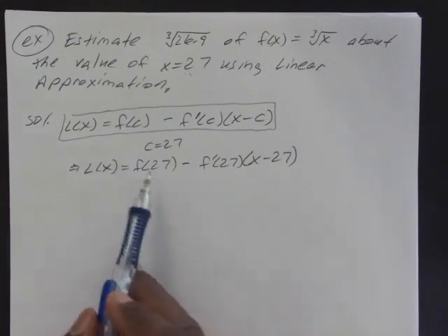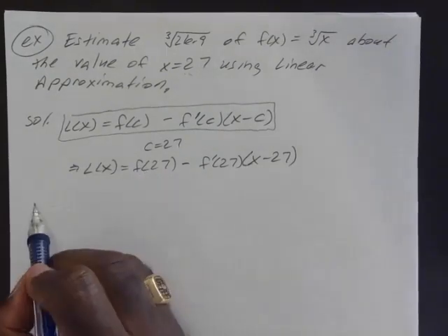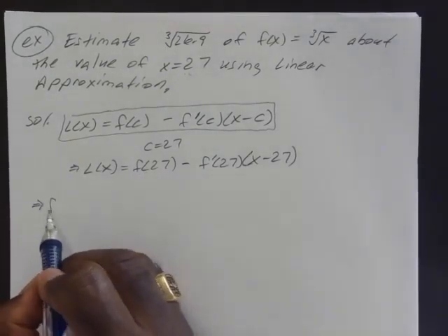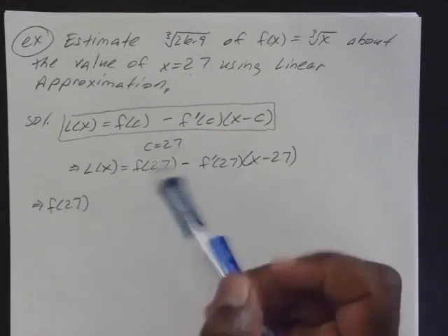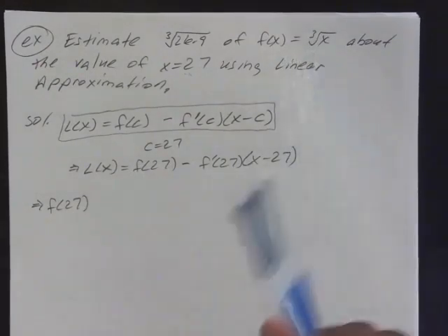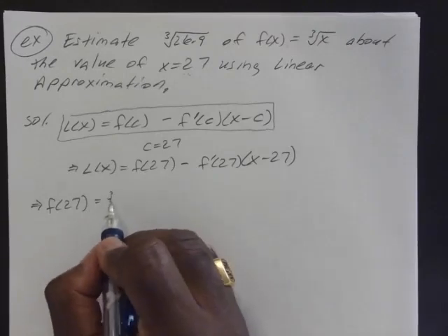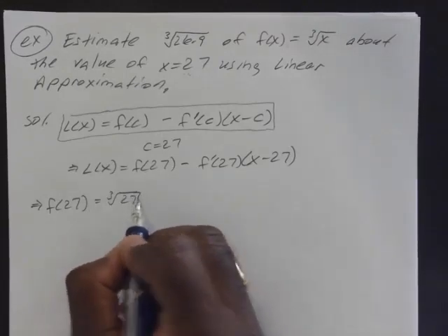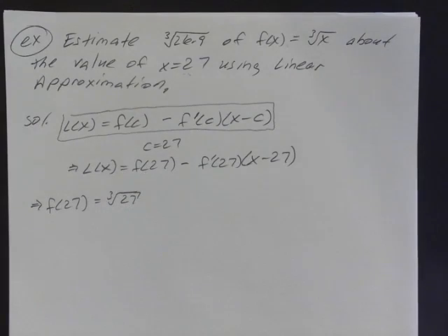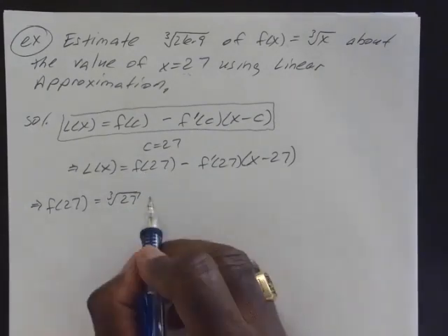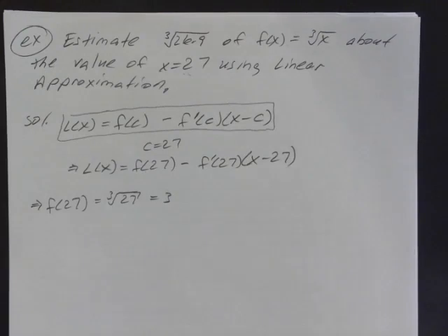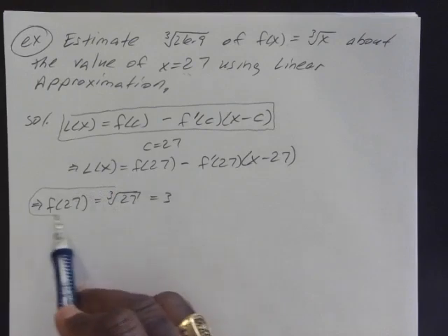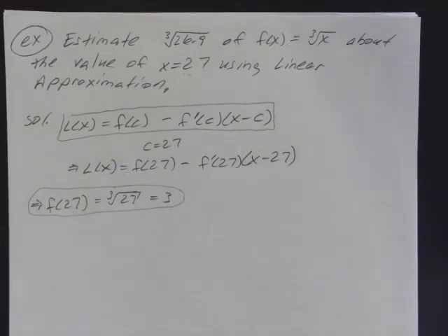Okay, so let's find our f of 27. Well, we know f of x is equal to the cube root of x, so f of 27 is just the cube root of 27, which is 3. Okay, so that's one part of it.